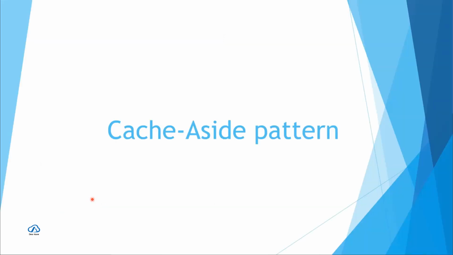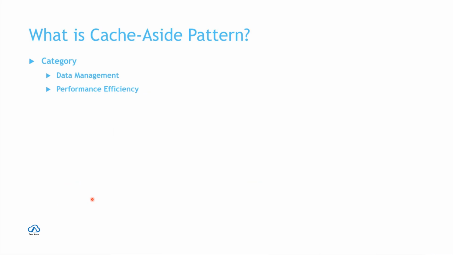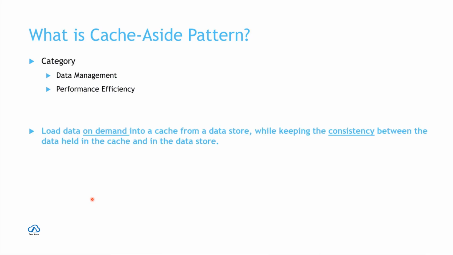Now the last pattern we have is the Cache-aside pattern. And this one comes under data management and performance efficiency. Yes, definitely anything that comes to caching will add more performance efficiency to your architecture. And this pattern is about loading data on demand from the data store to a cache, while maintaining consistency between the data that's stored in the data store and in the cache. We are not talking about static data caching, like the kind of data that you load or cache at the application start. We are talking about the non-static data that you need to cache in your system, which is a little bit different.